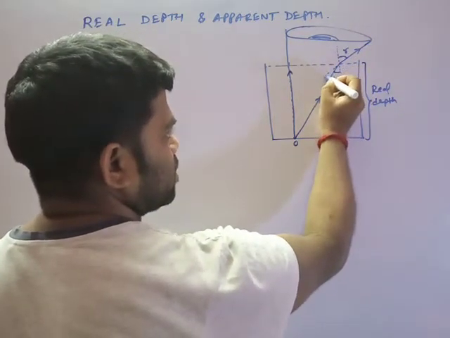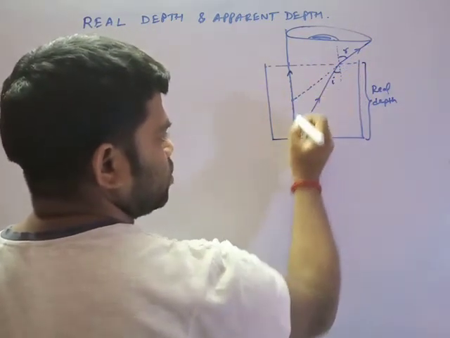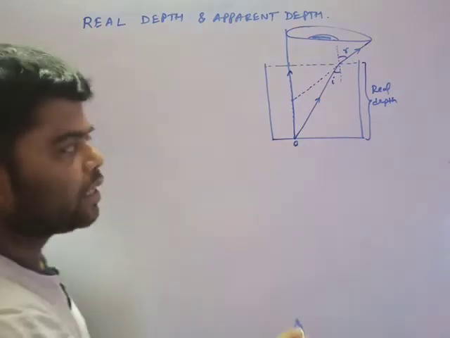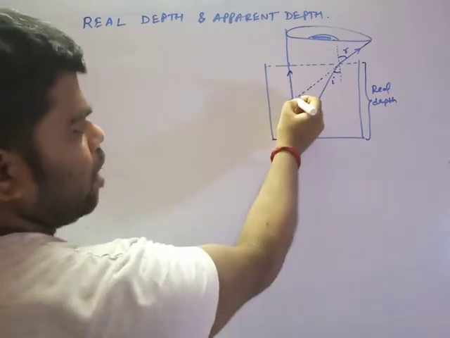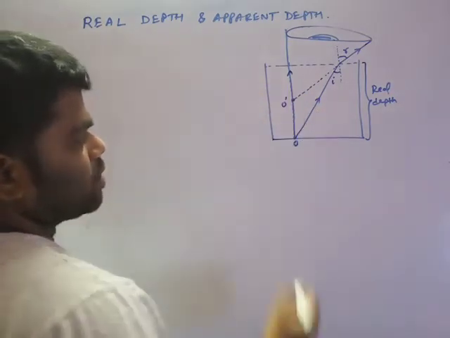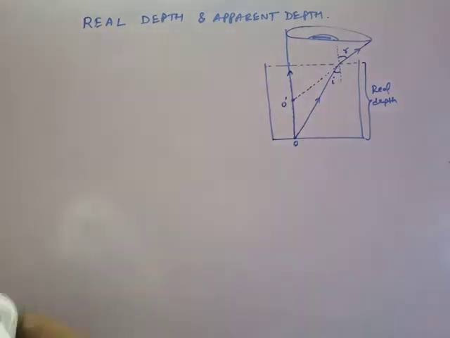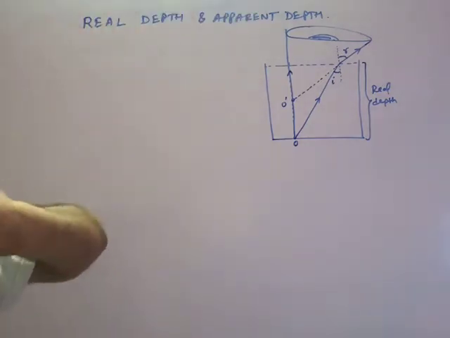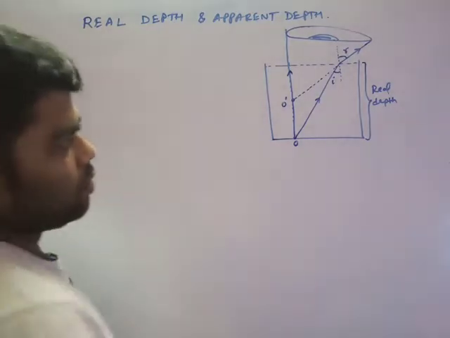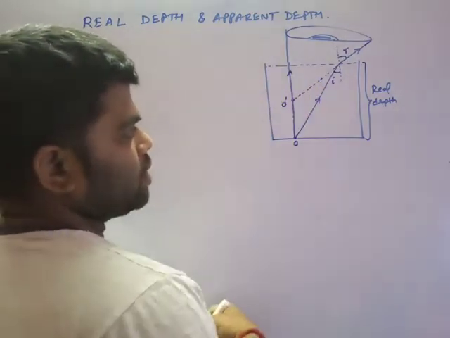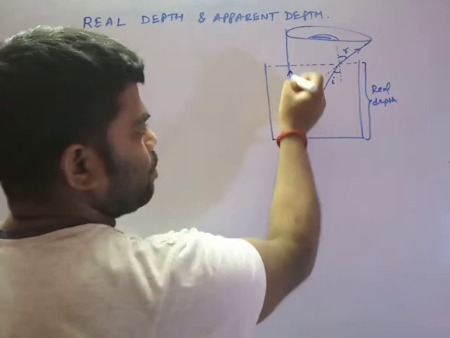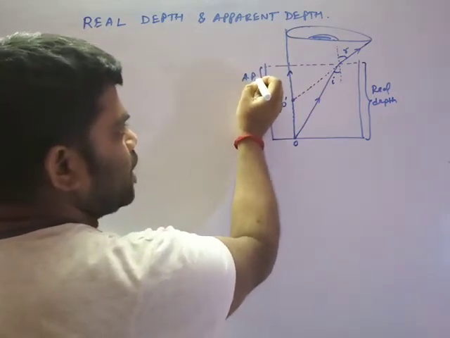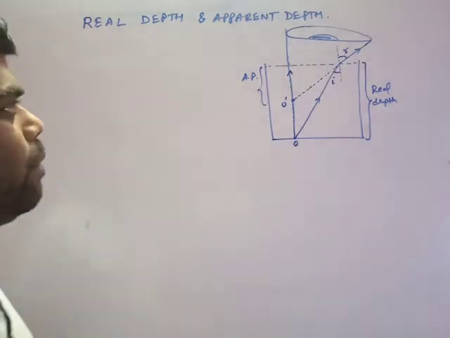So if I make this a straight line, then this object or point which is at the bottom of the liquid comes a little bit out at this point O dash. So actually we are observing the object at O dash. Is it right? Yes. Now, this depth from the surface is known as the apparent depth. So from here to here, this is the apparent depth. Let me write in short form, AP, apparent depth.